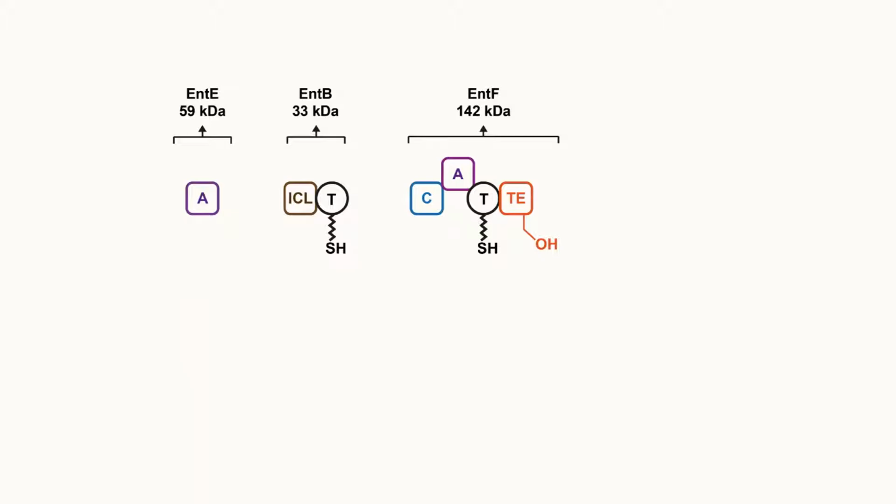So let's take a look at this assembly line. So we have EntE, the A domain, and EntB, this di-domain that has the T domain, and here's EntF, okay? And we see in this cartoon the T domains are already modified with the PPant arm. And here is the serine residue of the TE domain that ultimately accepts the chain. So what happens? So if we take a look, we saw this on the board, EntB becomes loaded with dihydroxybenzoic acid, and EntF becomes loaded with serine.